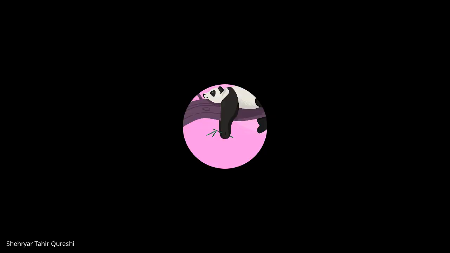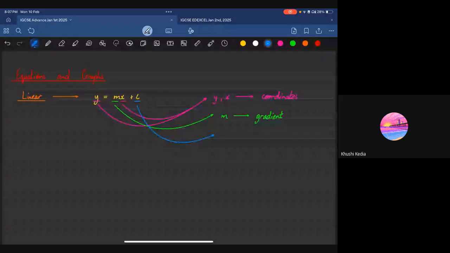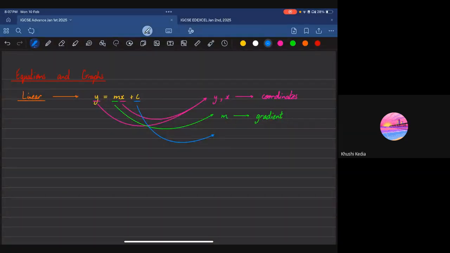What do I mean by the gradient? What do you think is the meaning of the word? It's like we're trying to measure how steep our slope is, by how much our slope is increasing or decreasing. Perfect. That is absolutely what it is. It is a measure of how slanted your line is. And c is simply your y-intercept.